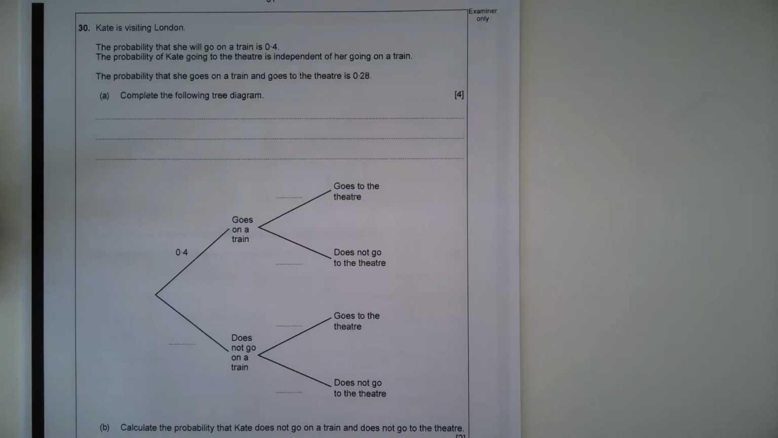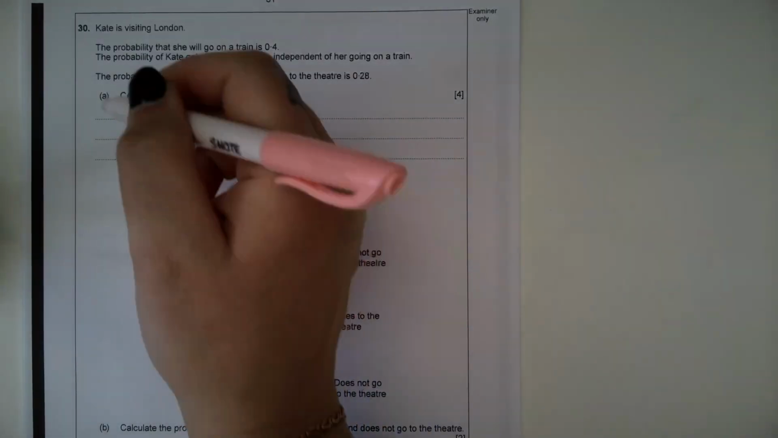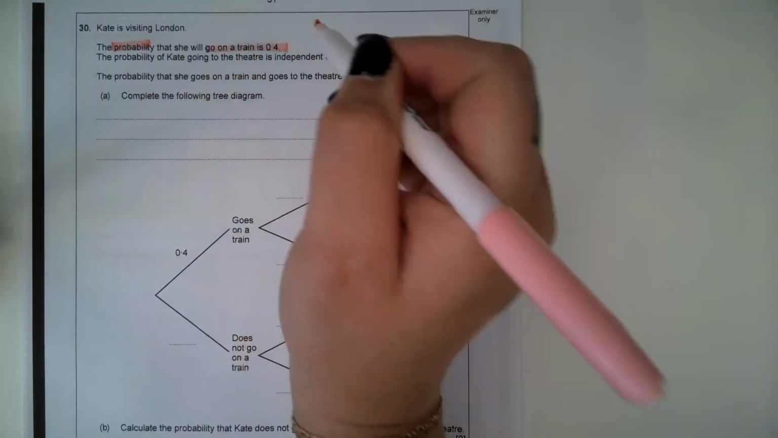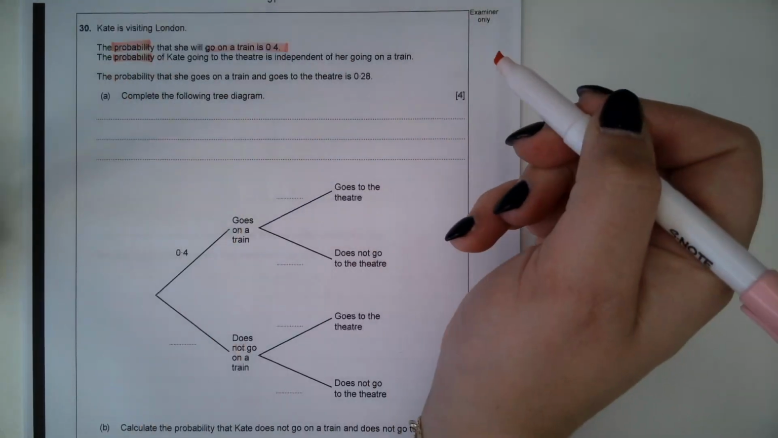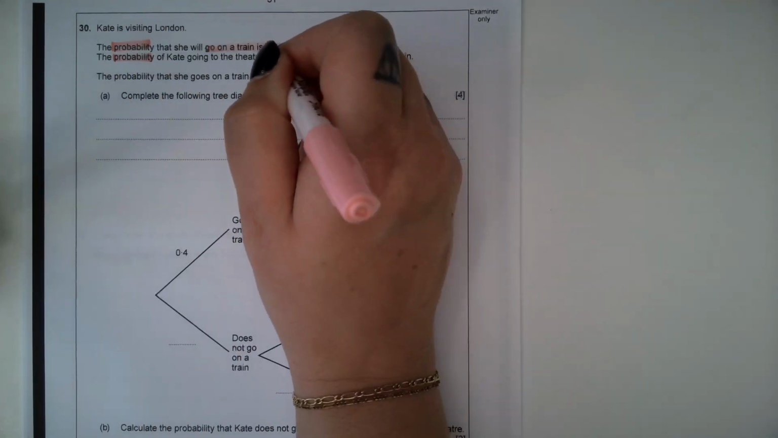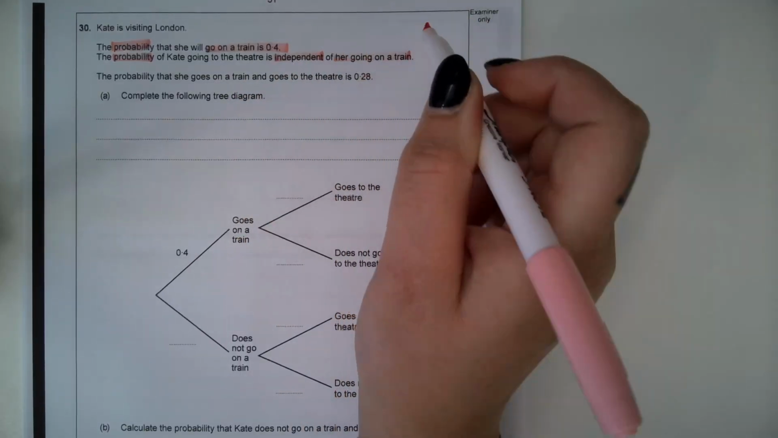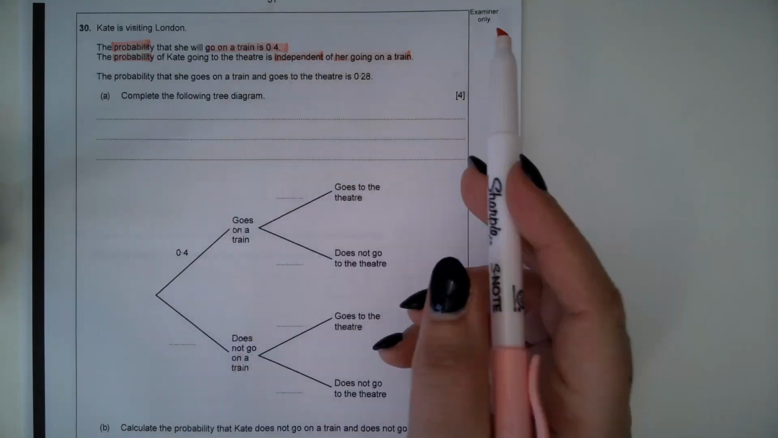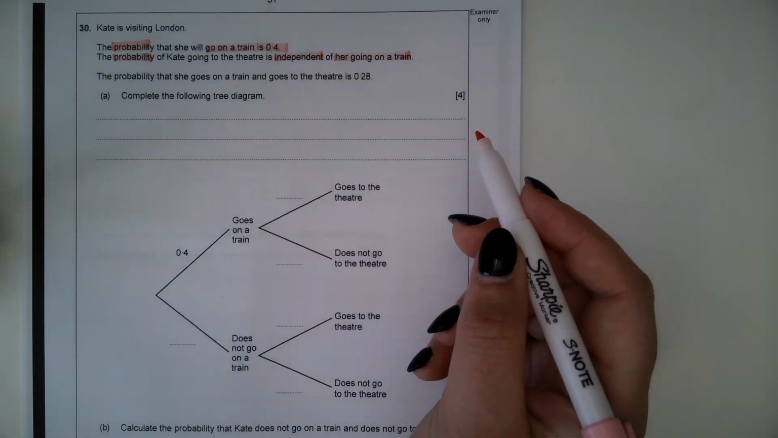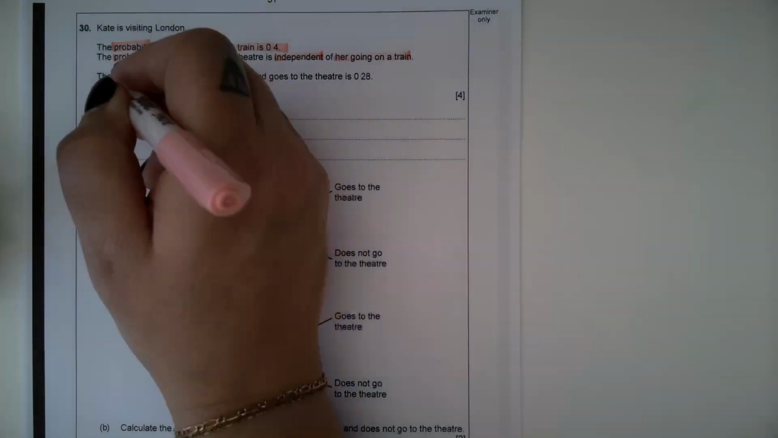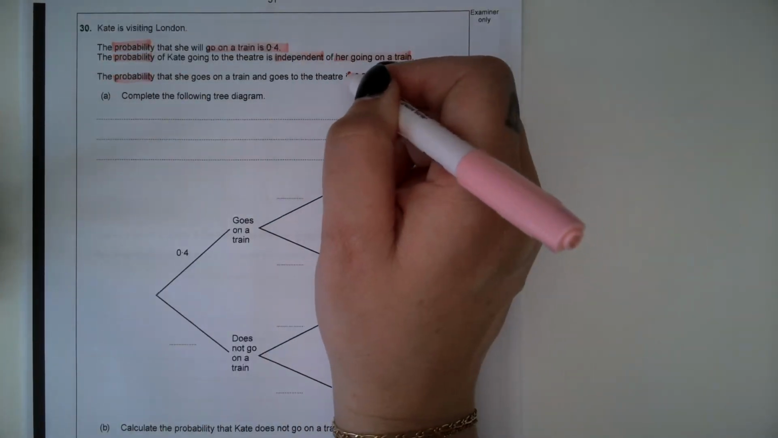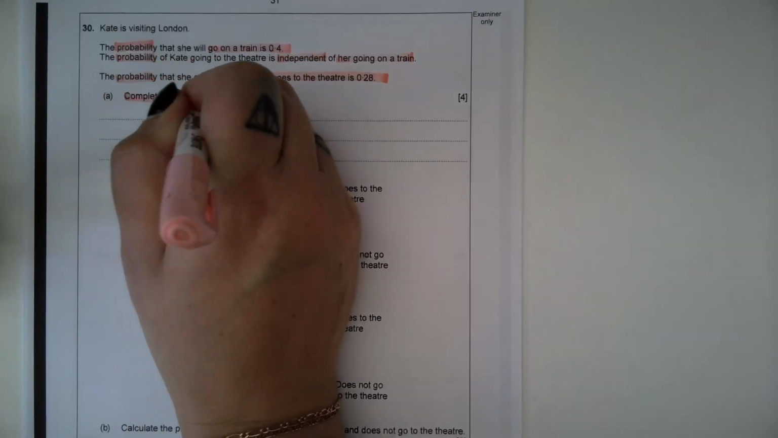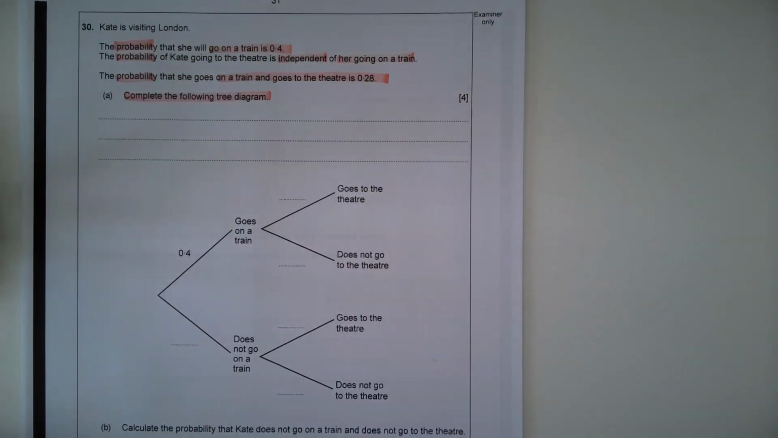Question 30. Kate is visiting London. The probability that she will go on a train is 0.4. The probability of Kate going to the theatre is independent of her going on a train. So whether she goes to the theatre or not is not impacted by whether or not she takes a train. The probability that she goes on a train and goes to the theatre is 0.28. Complete the following tree diagram in part A.